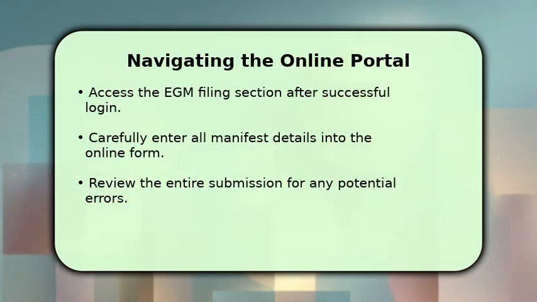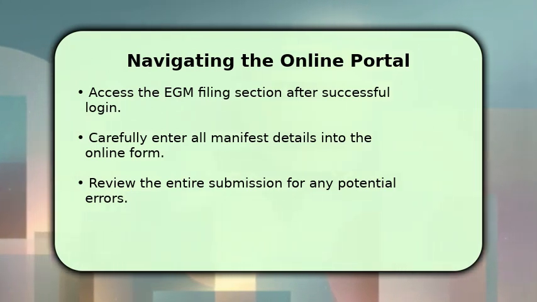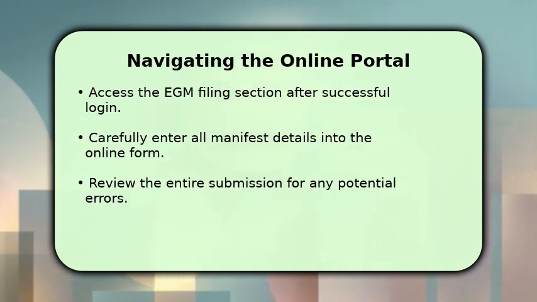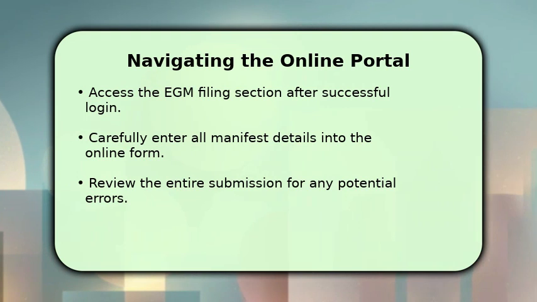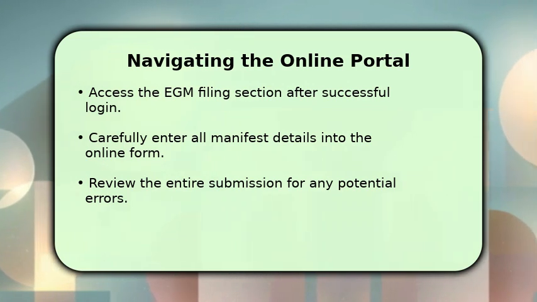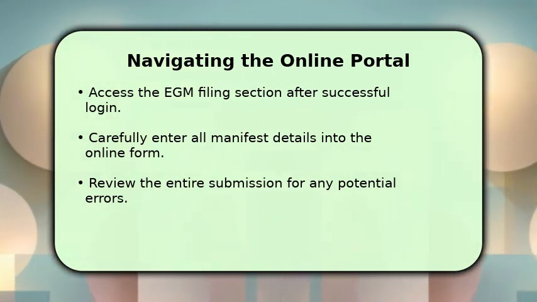Once logged into the official portal, navigate to the EGM filing section. You will find a form where you need to input all manifest details, including vessel information, cargo specifics, and port of discharge. Take your time to accurately fill in each field. Before proceeding, thoroughly review all entered data to catch any errors or omissions.